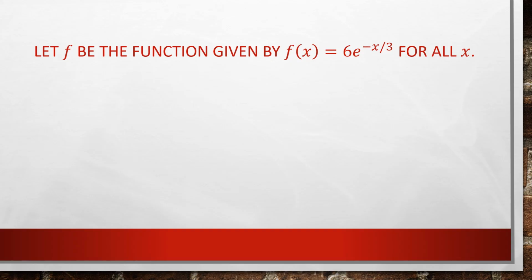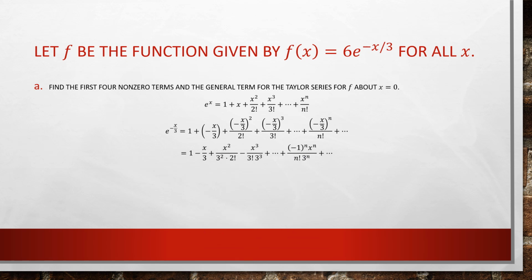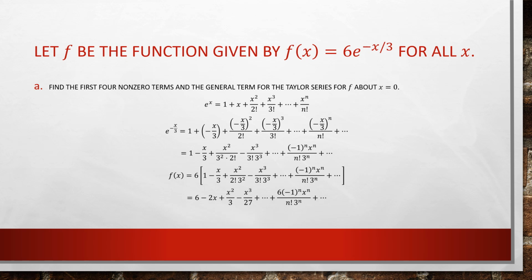All right, so the next question, we have f of x equals 6e to the negative x over 3. They want us to find the first four terms and the general term for f. And so I started with my known e to the x, and I replaced that x with negative x over 3, right? Simplified that out, and I got this nice little series. From there, I recognized that f was just this series times 6, so I literally just multiplied the entire series times 6 and simplified that out. I'm going to get 1 point for two terms being correct, 1 point for the remaining terms being correct, and then 1 point for the general term.